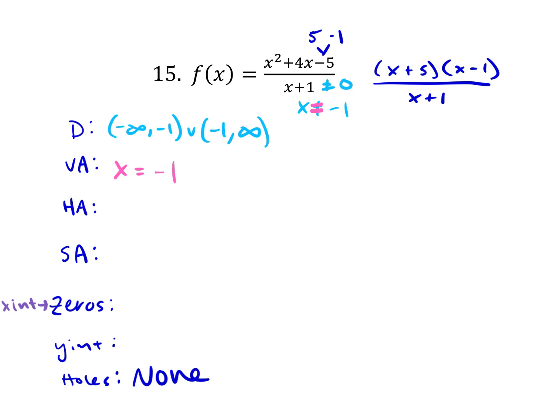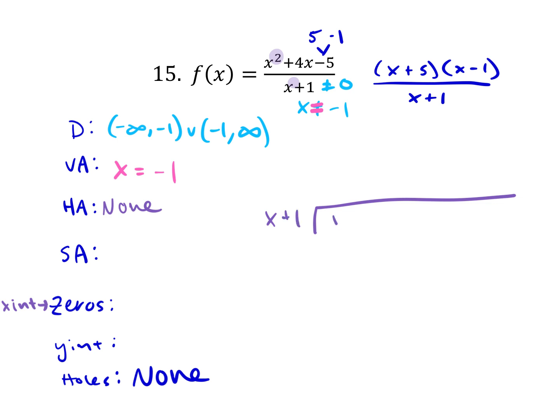What about our horizontal asymptote? None. When the degree in your numerator is higher than the denominator, there is none. What about slant asymptote? We have to do long division. So when your degree is 1 degree higher in the numerator than it is in the denominator, we'll have a slant asymptote. So you'll never have a horizontal asymptote and a slant asymptote at the same time. So let's do long division.